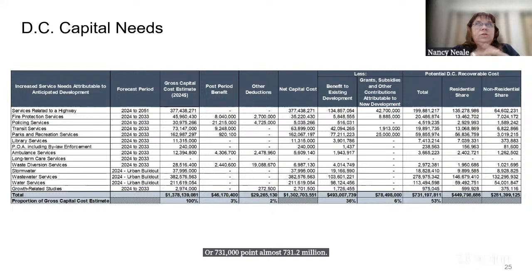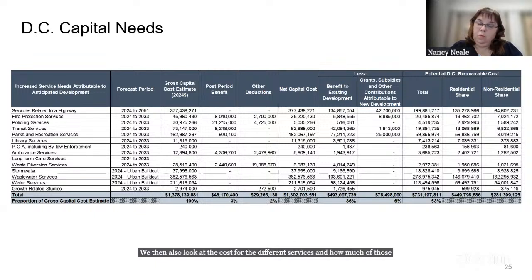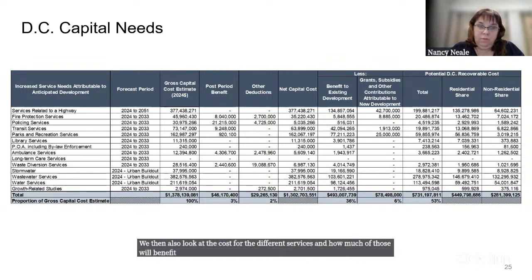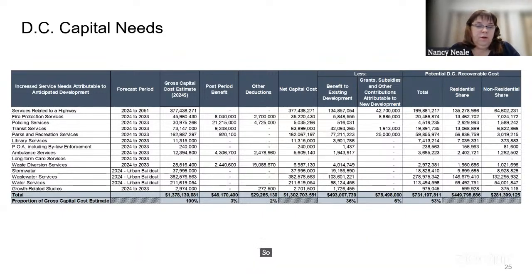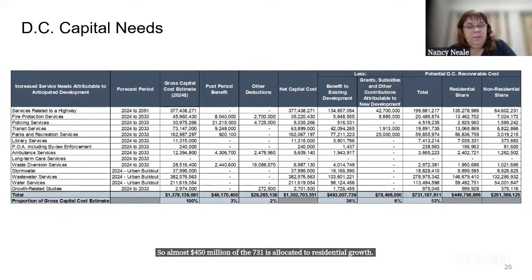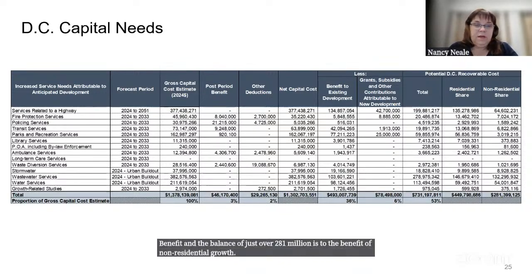We then also look at the costs for the different services and how much of those will benefit what we're anticipating on the residential growth side of things versus the non-residential growth side of things. So almost $450 million of the 731 is allocated to residential growth benefit, and the balance of just over 281 million is to the benefit of non-residential growth. Next slide.